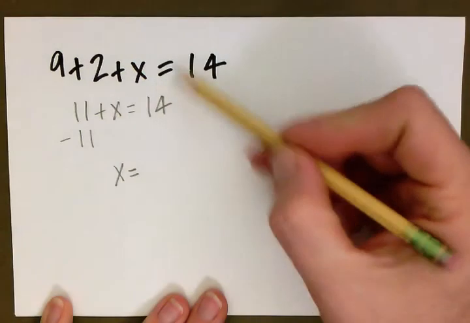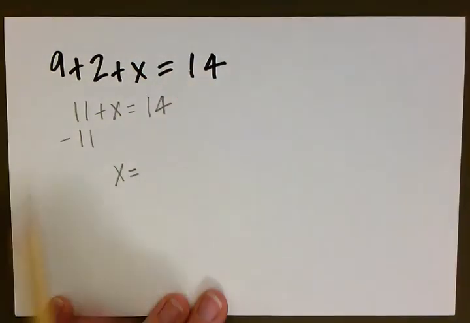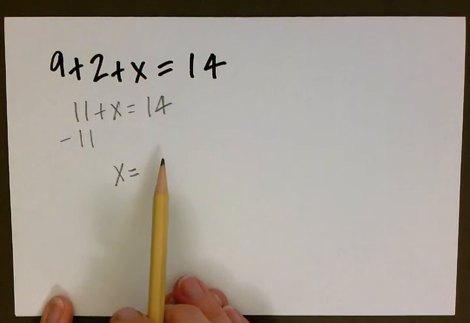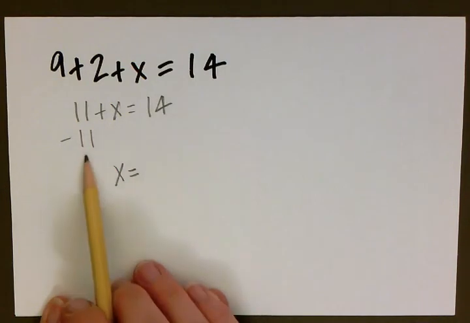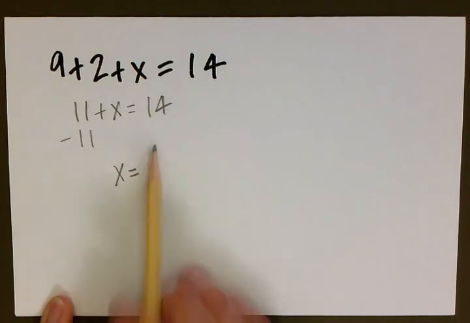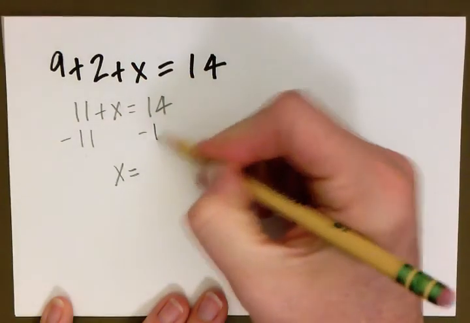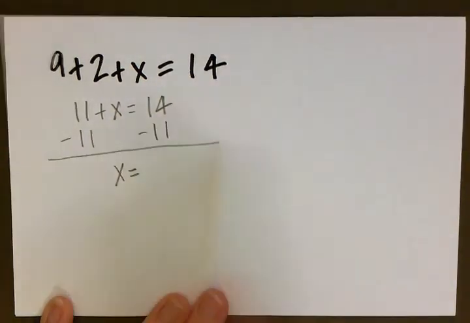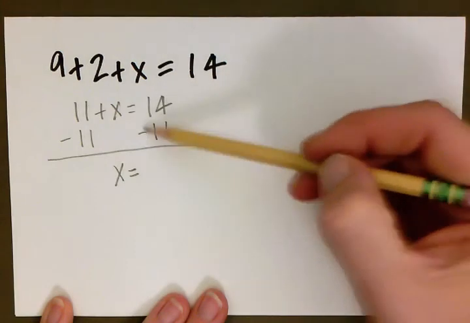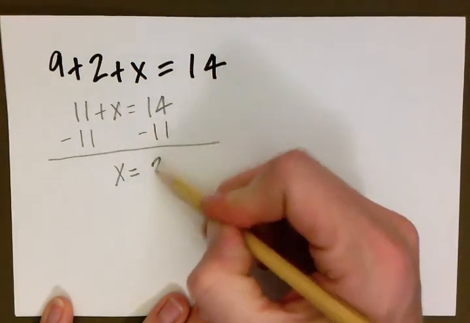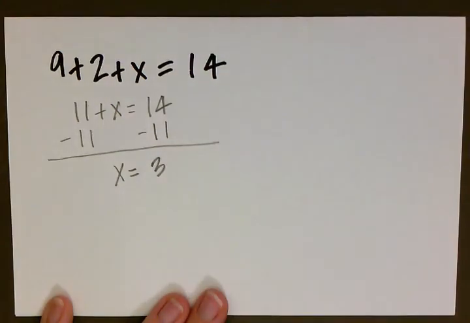But because this is an equal sign here, that tells us that whatever we do to one side of the equation, we always must do the same to the other side. So because we have subtracted 11 from the left side, we also must subtract 11 from the right side. And when we do that, we have 14 minus 11, and that gives us 3. So we've solved for the unknown.